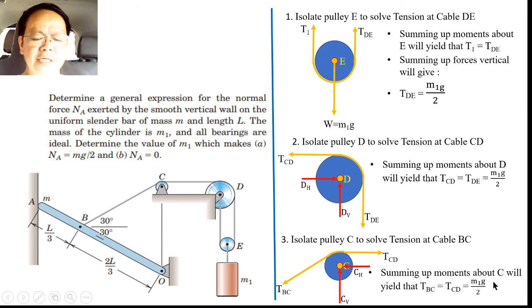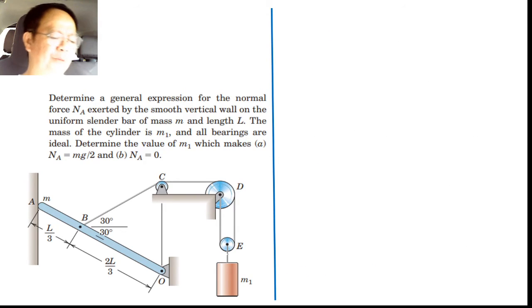about C, then we shall get that T of BC will be equal to T of CD, and that is also equal to 1/2 of M sub 1 multiplied by G. Afterwards, what shall we do? So now we isolate the bar as a free body diagram.